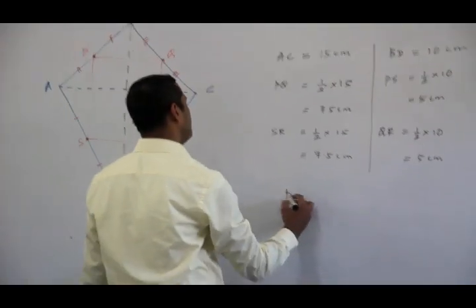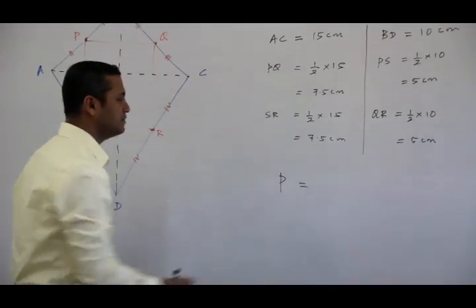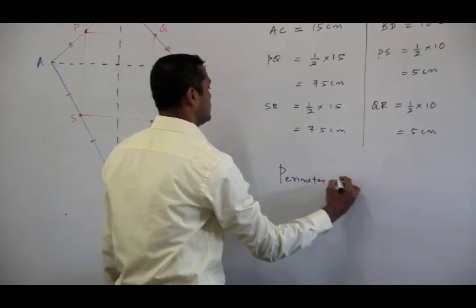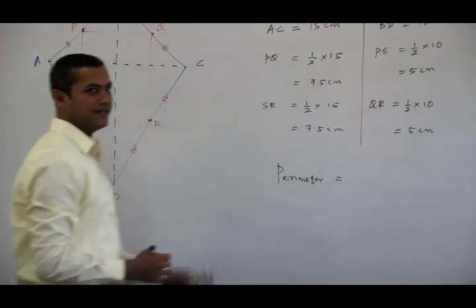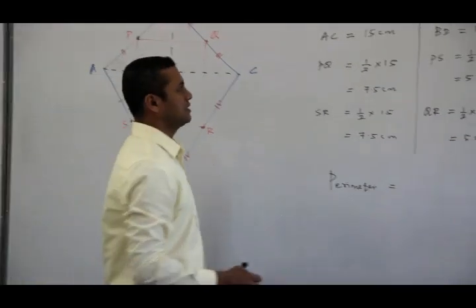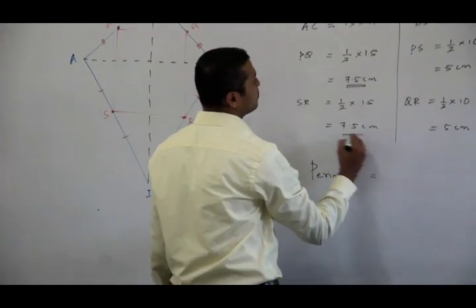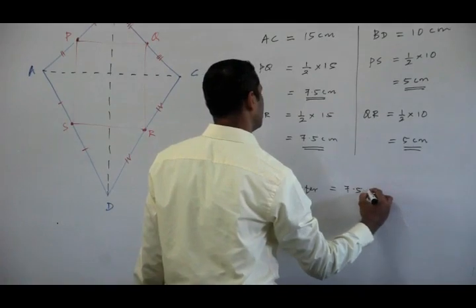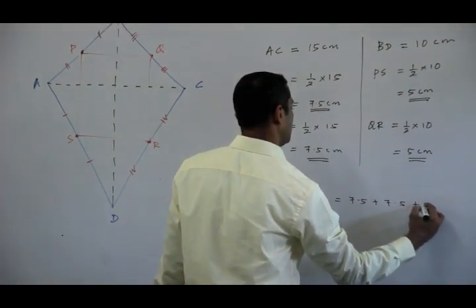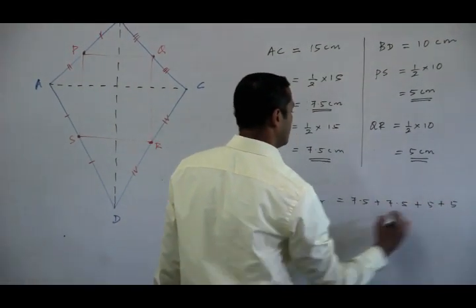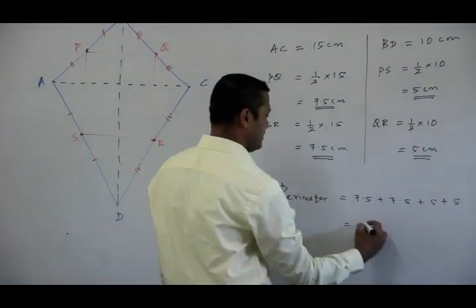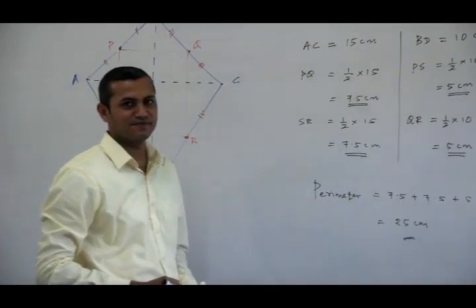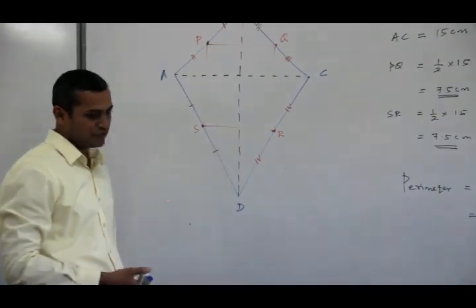Now we can find the perimeter of that quadrilateral. What is the perimeter? How do you find the perimeter? By adding all the four sides. That is 7.5 plus 7.5 plus 5 plus 5. How much? It is 25, right? Hope you understood. Is that clear? Look at the next question now.